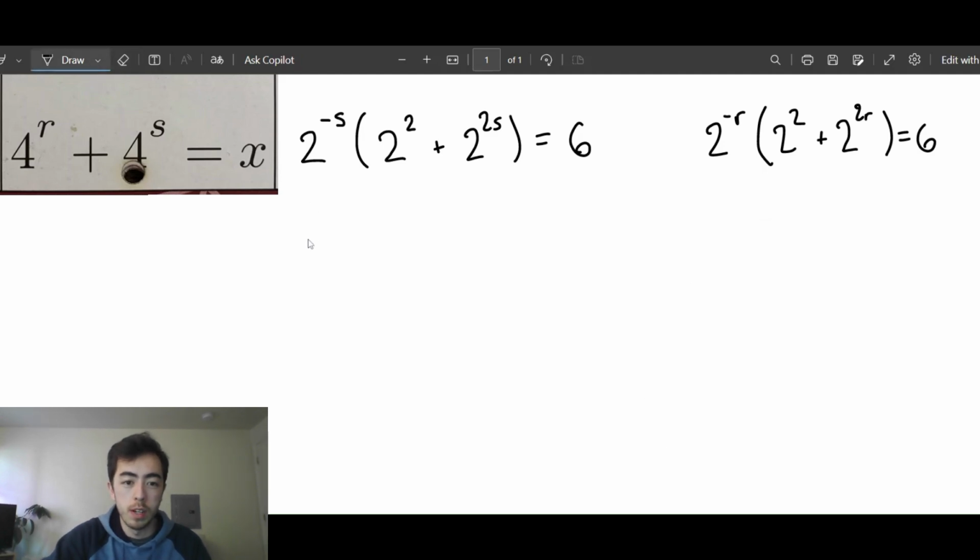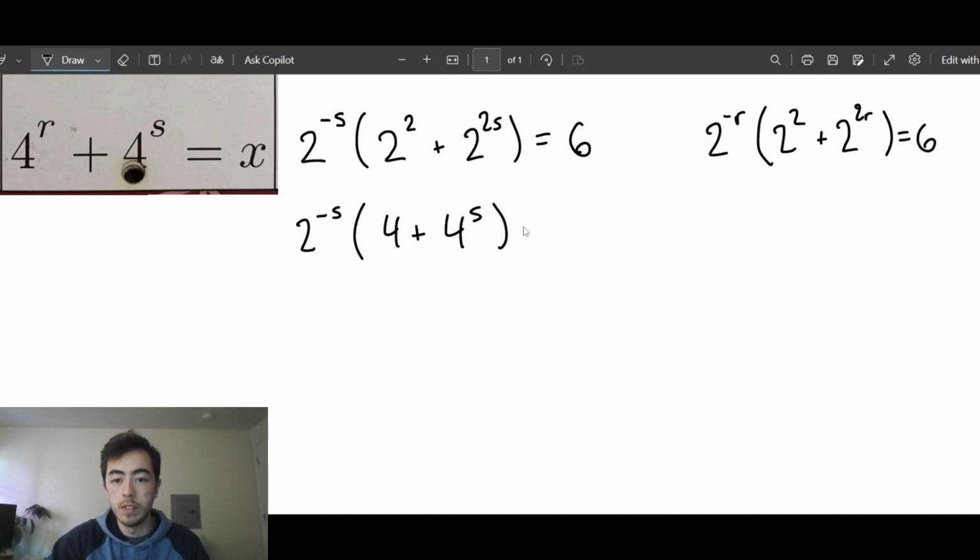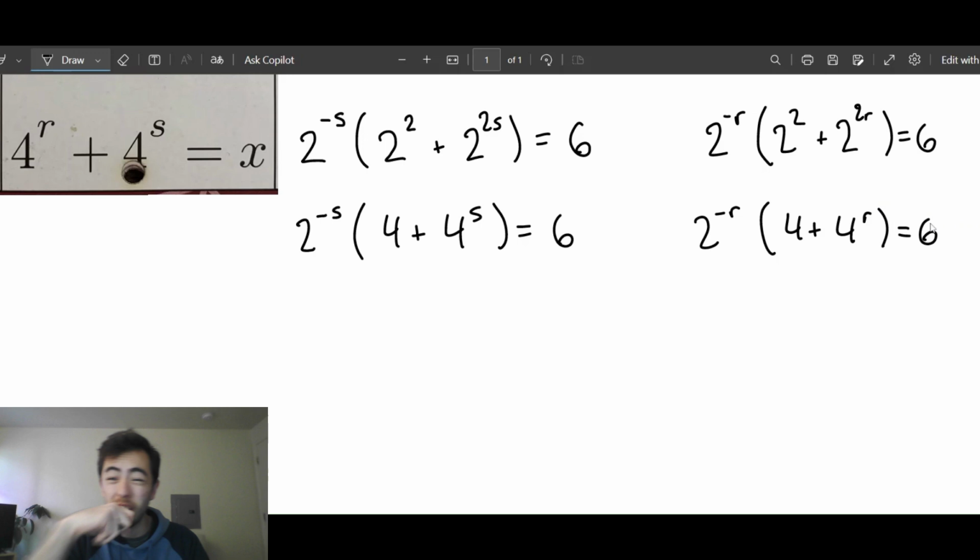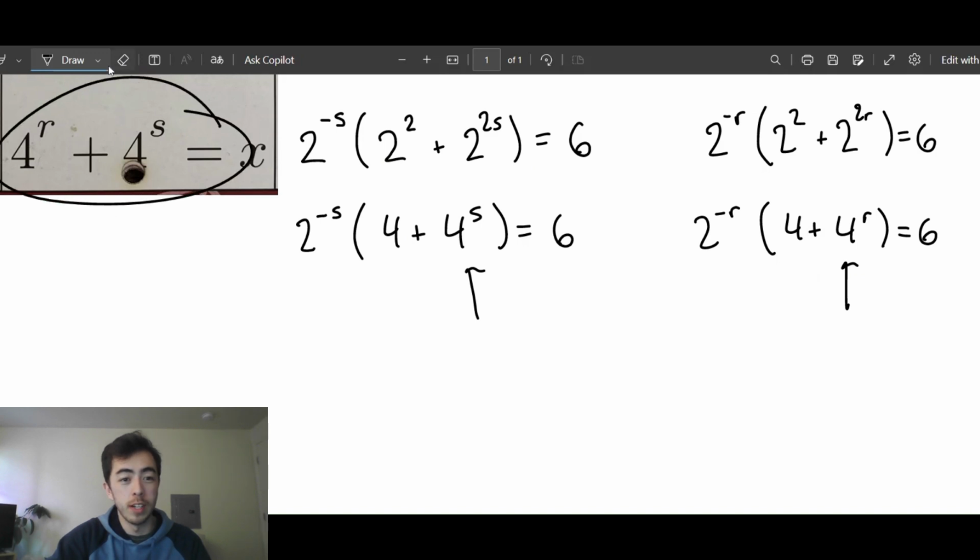So I'll rewrite everything in a more simplified format. I think I'm still stuck with this 2 to the power of negative s, but I at least can write the inside part as 4 plus 4 to the power of s. That's still all equal to 6. So this will still be 2 to the negative r, and then 4 plus 4 to the power of r equals 6. And then hopefully I can isolate this and this, because those are some expressions that I see here that are going to be useful to solve for x.